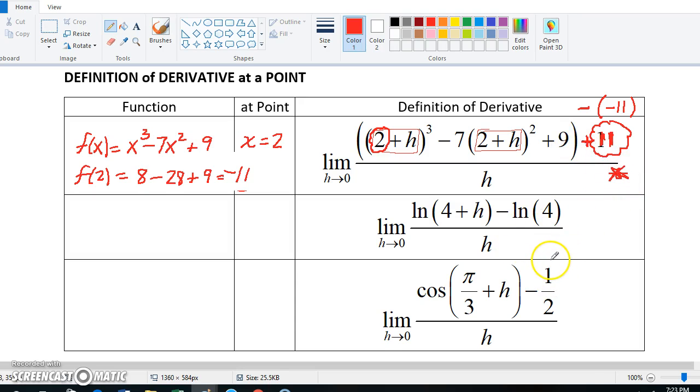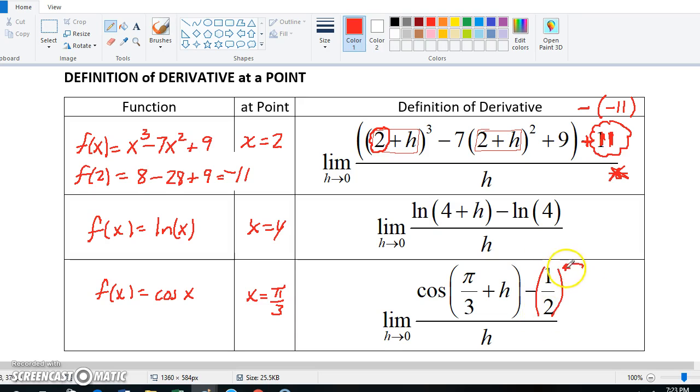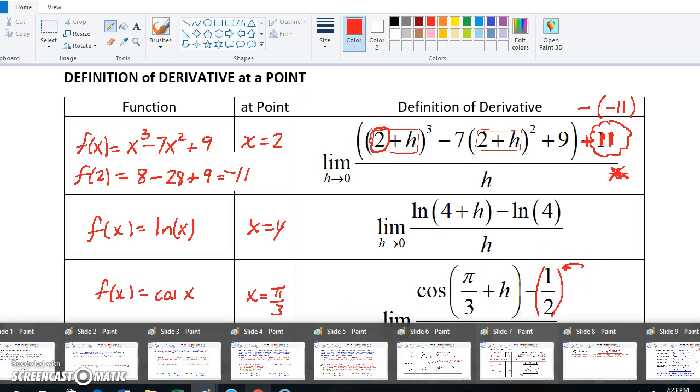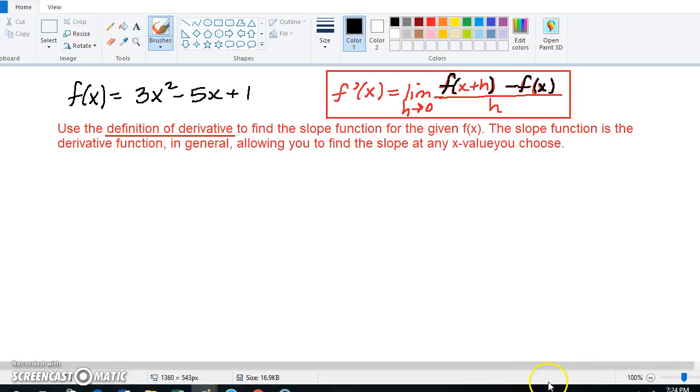The next two are a little bit simpler, so give these a try. What is the function? What is the point at which you are finding the derivative? Okay, if you said f of x is the natural log of x and x is equal to 4, you are correct. If you said f of x is equal to the cosine of x and x is equal to pi thirds, you are correct. What is the cosine of pi thirds? It is 1/2. Okay, moving on.